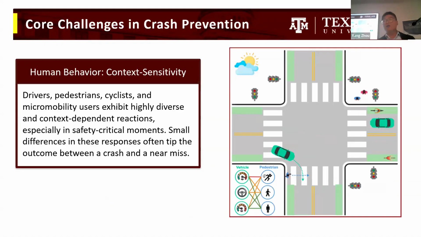Another challenge in crash prevention is human behavior, or what we call context sensitivity. As we know, in the first class of transportation engineering, pedestrians, drivers, as well as infrastructure co-interact with each other. Well, there's no such model. So that's why nowadays analyzing crash prevention, considering human behaviors especially with context, is really prohibitive.